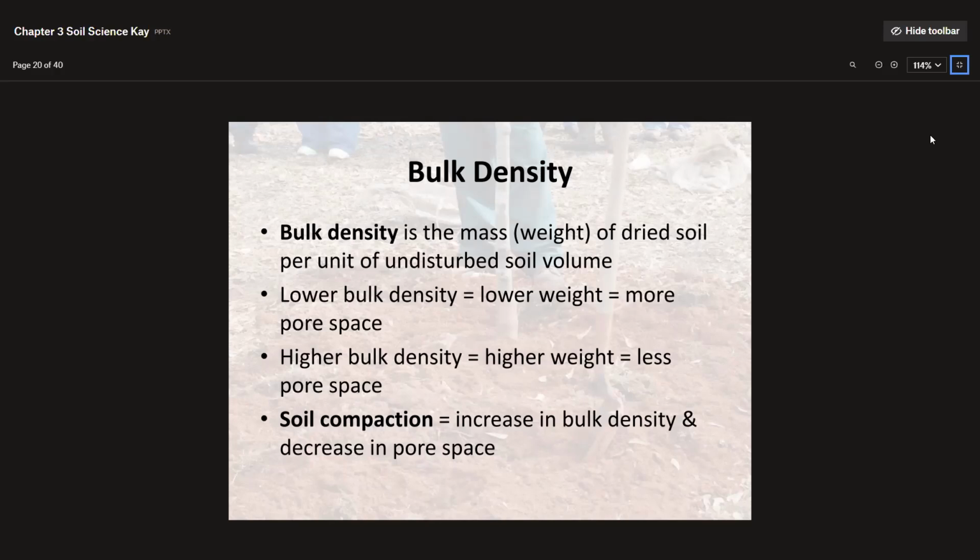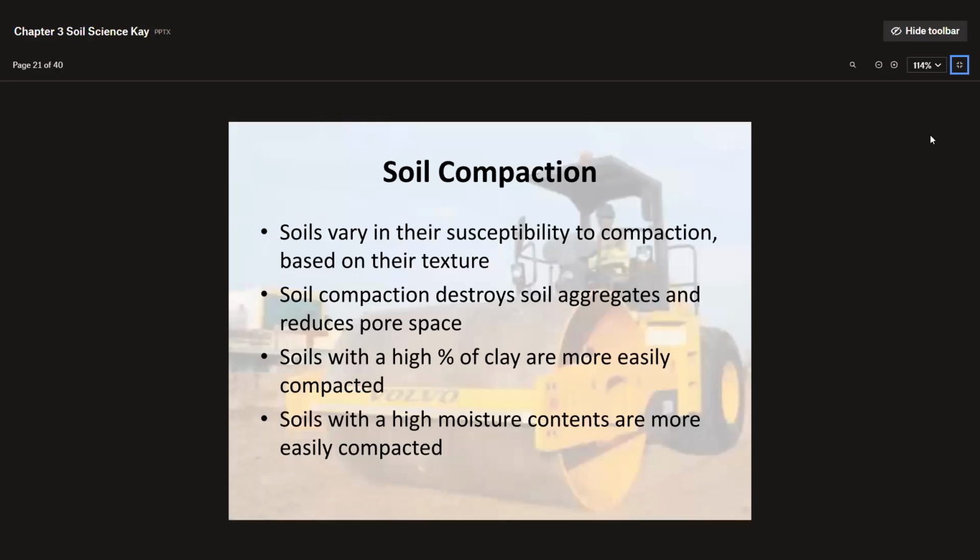Soil compaction increases that bulk density and decreases the soil space. That's why it's so bad for tree roots and trees in general. Soils vary in their susceptibility to compaction based on their texture. Soil compaction destroys the soil aggregates and reduces those pore spaces. So soils with a high percent of clay are much more easily compactable than soils with sand. Soils with a high moisture content are also more easily compacted.